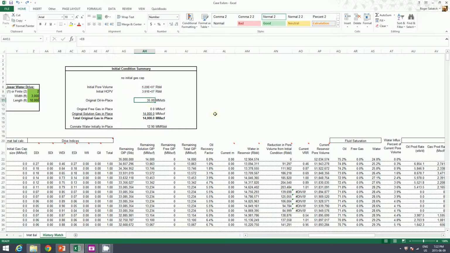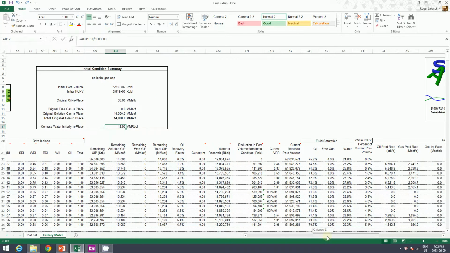Again, the original oil in place is 35 million barrels. There is no gas cap, and there is 14 BCF of solution gas in place. And the initial amount of connate water within the reservoir is about 13 million barrels of reservoir volume.